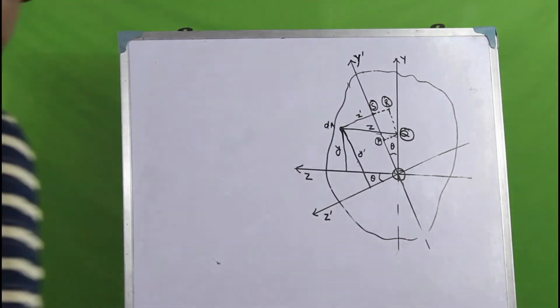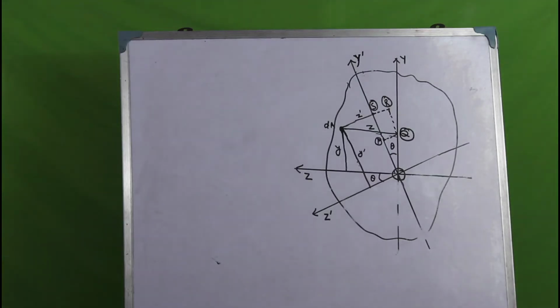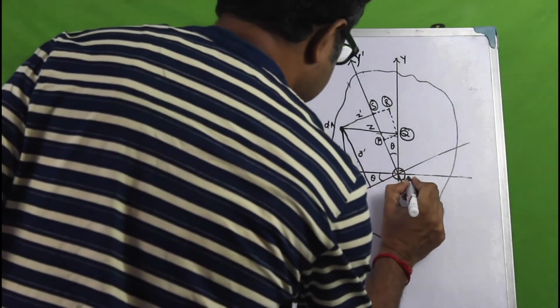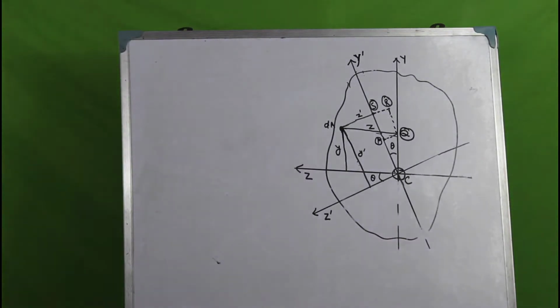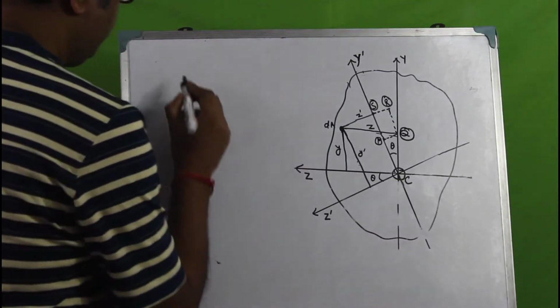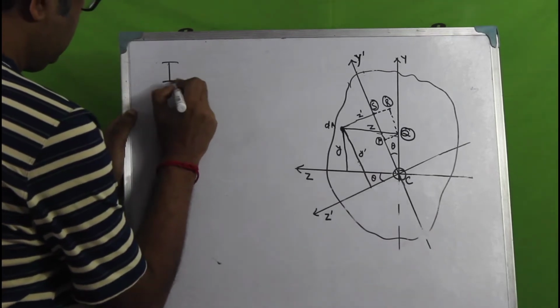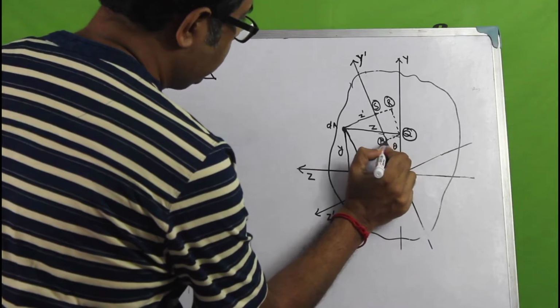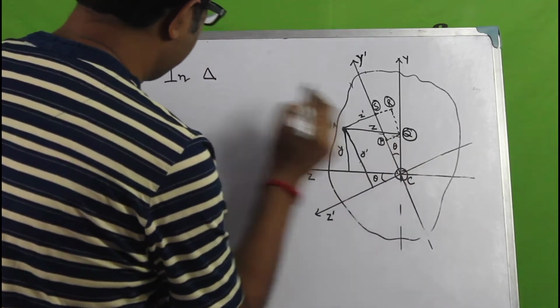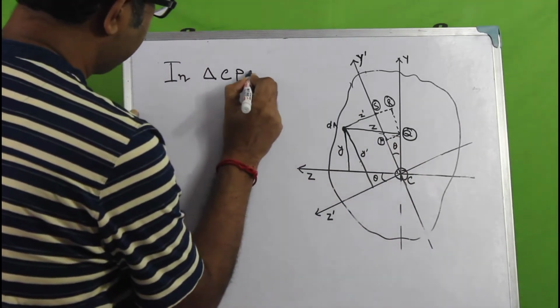Okay, now consider this triangle. This is the centroid, let us represent that as C. Now we'll do a bit of geometry here. In triangle CPQ, this is a perpendicular, right? So this is a right angle triangle. So CPQ is a right angle triangle.